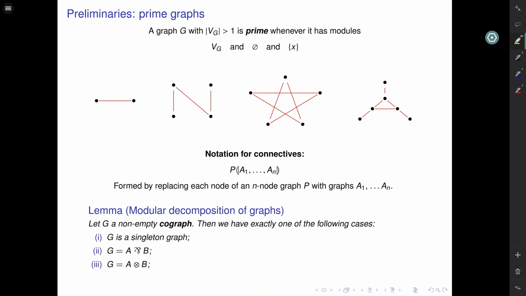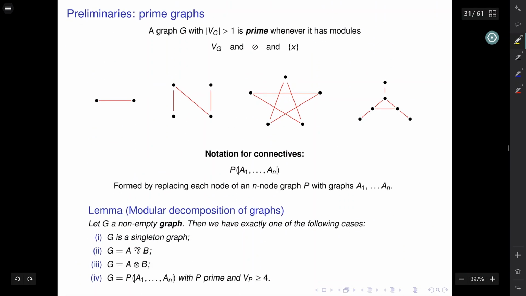And if we take cographs, which are those generated by formulas, of course we can decompose them. If it's a non-empty cograph, then it can be a singleton graph, just an atomic proposition, or it could be a disjunction, or it could be a conjunction. But in graphs in general, there's a third possibility. It could also be a prime graph formed from one of these operators. So we can recover the tree structure using these modular decompositions of graphs.